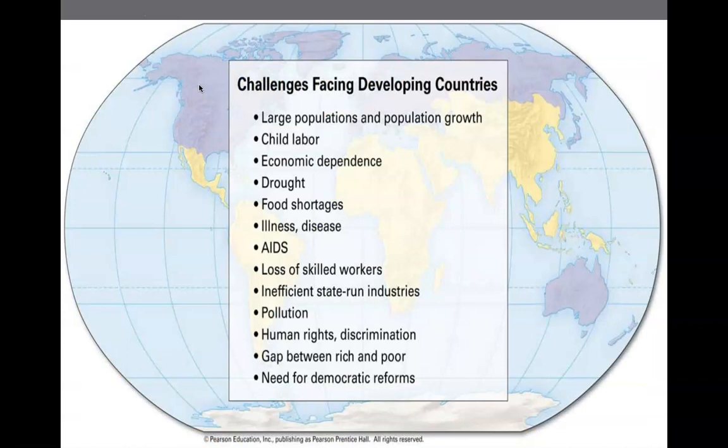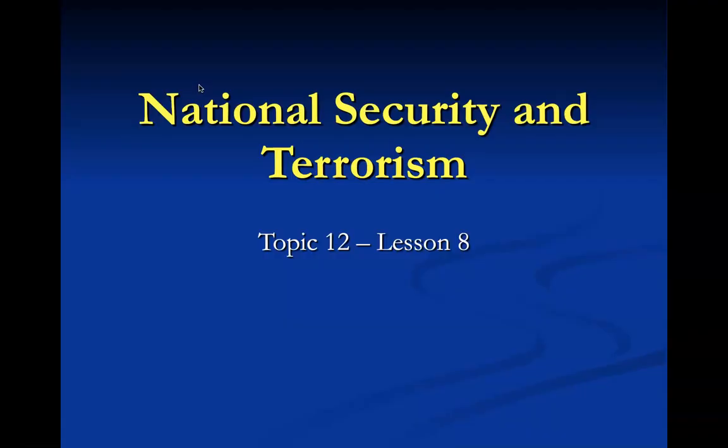All right, so challenges facing developing countries. You have large populations, child labor, economic dependence, drought, food shortages, illness, and AIDS is still a big killer, especially in Africa. Loss of skilled workers, inefficient state-run industries. You have pollution, human rights discrimination, the wage gap between the rich and the poor, and a need for democratic reforms. A lot of times, you get a lot of corruption in the governments, and that's one way developing countries are held back.